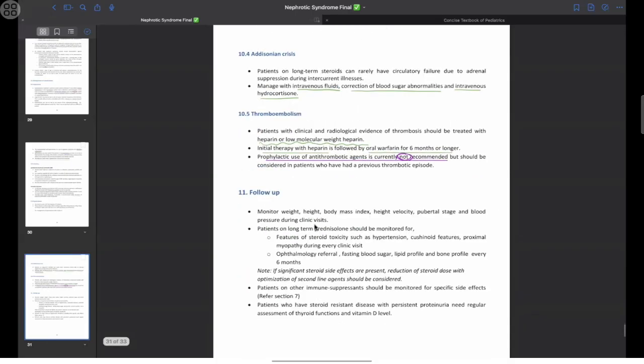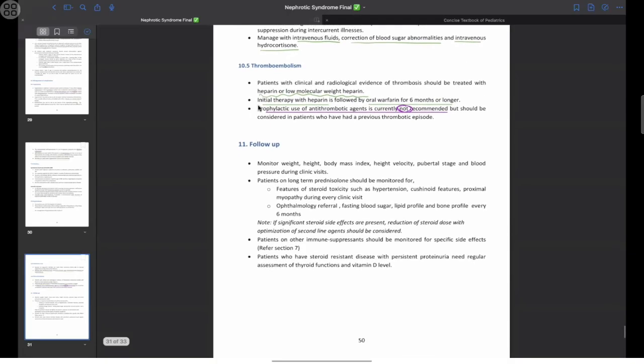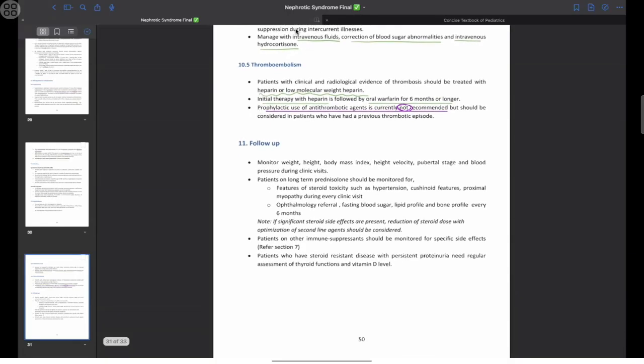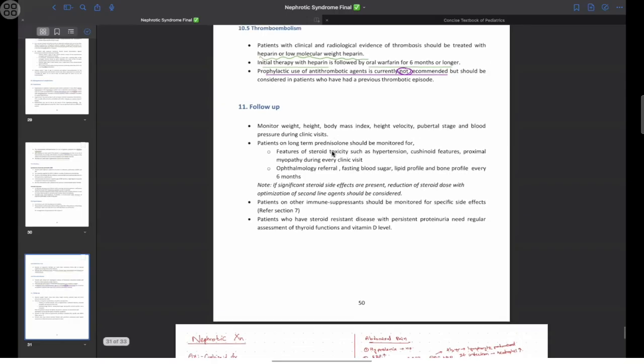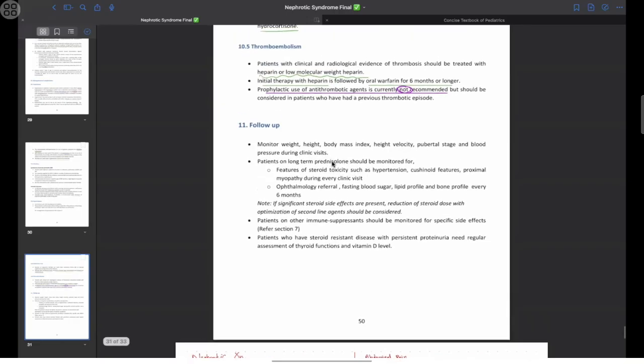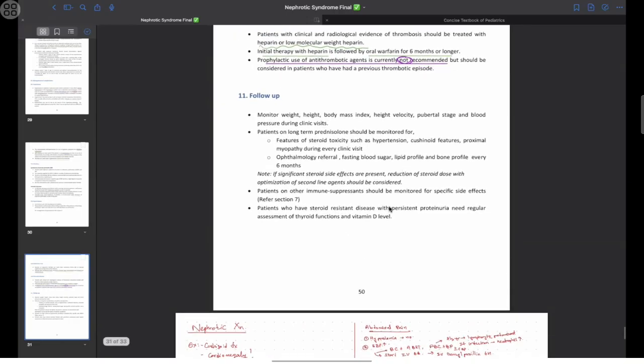Thromboembolism we discussed. Like I said, we don't give prophylaxis. I said that before also. Remember, it's only when they develop it. Then this is the follow-up that we discussed earlier. The ophthalmology referral, fasting blood sugar, lipid profile, and bone profile are done every 6 months. I think I didn't say that, so just remember that.